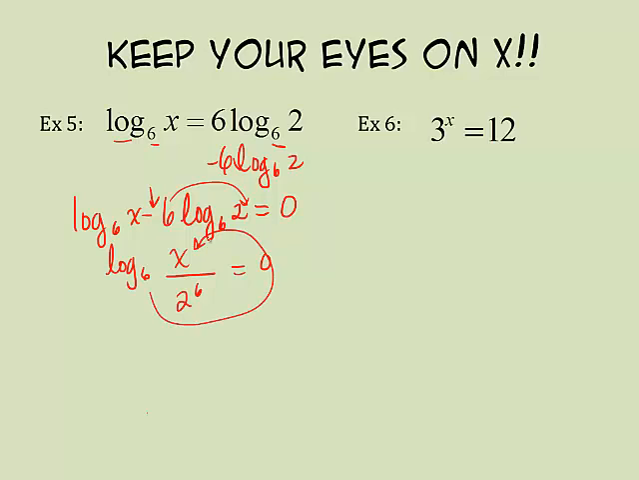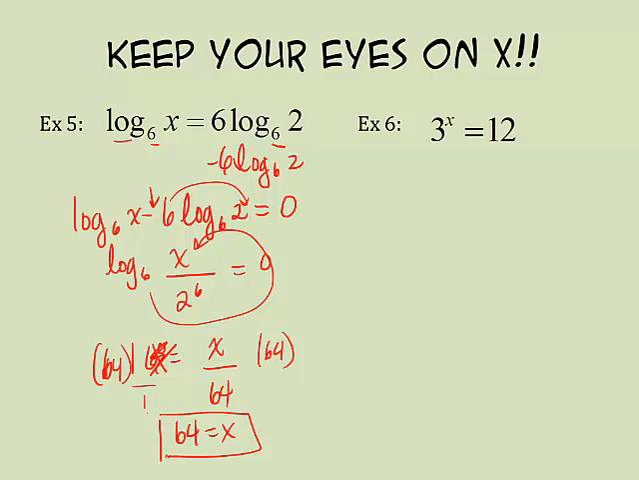Now I'm going to swirl it. 6 to the 0 power equals x over 2 to the 6th, which is 64. Okay? Well, 6 to the 0 power is simply 1. So this is really equal to 1. Okay, so I need to get rid of the fraction, so I'm going to multiply both sides by 64. So I get 64 equals x, and that's my solution.